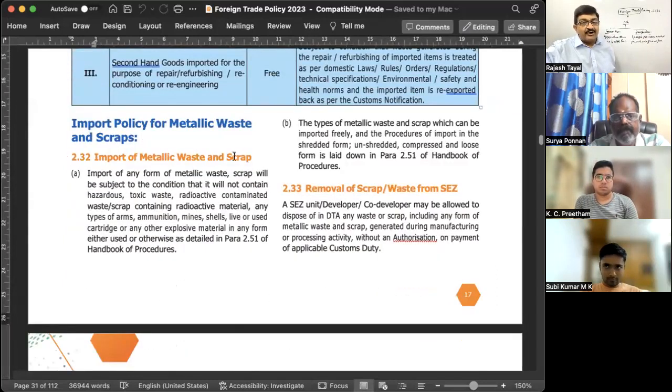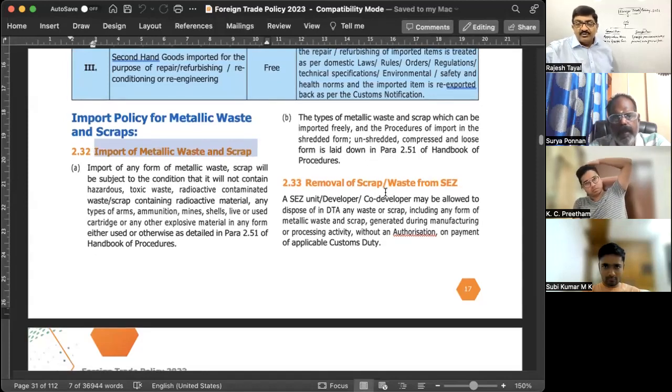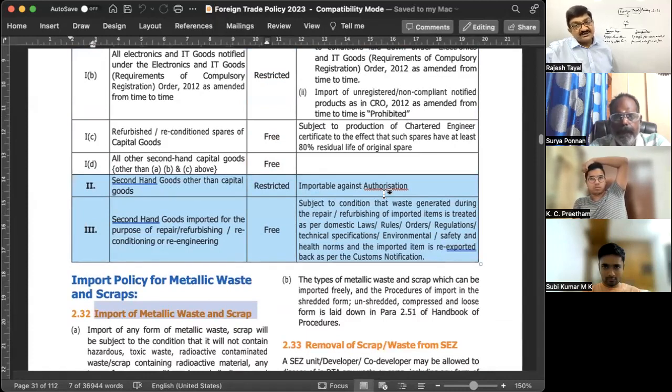Right. Let's see something more. Now this is a specific point for only import of metallic waste and scrap. It is not for the import of metals. It is import of metallic waste and scrap. Again, a specific provision. These are just examples. What is the meaning of specific provisions? What are the general provisions? So almost all the provisions of the foreign trade policy are general provisions, but few are specific. Examples are here: 2.31, 2.32.